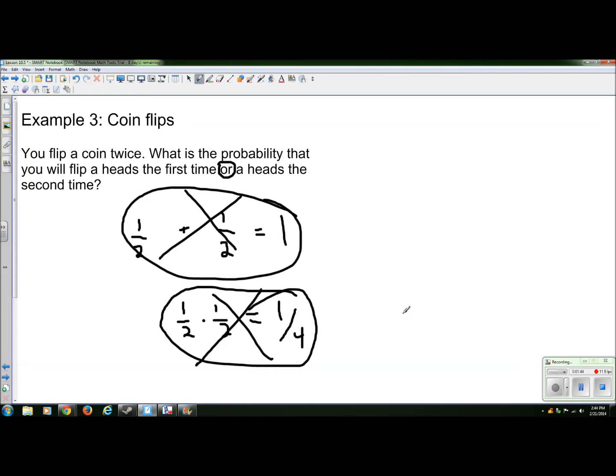Okay, what can we do? Well, what we're looking at here is actually an example where using the complement is a better type of solution. So my question is, what's the probability of not flipping a heads either time? Because that's really the only time when this will fail.